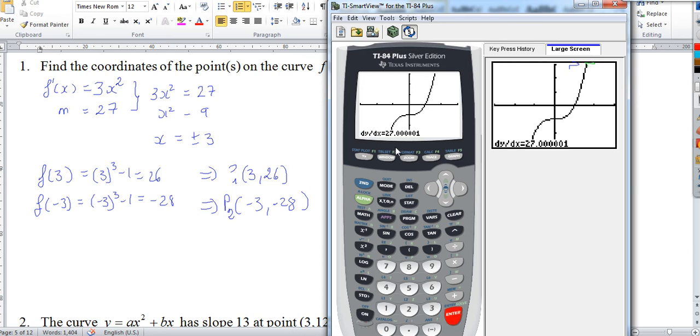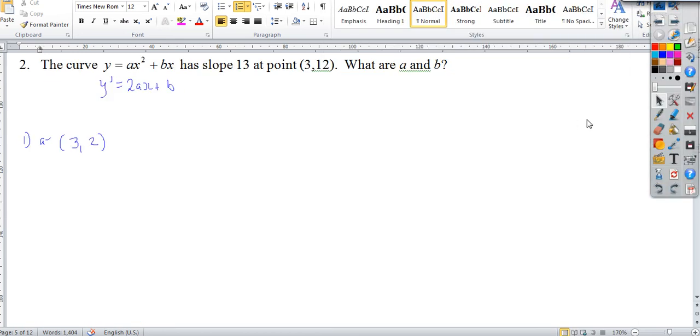and it will calculate the derivative to be almost 27. That fits our question. I can repeat that process for this second point, negative 3 here, and check that that also gives a gradient of 27. Okay, and let's move on to question 2.